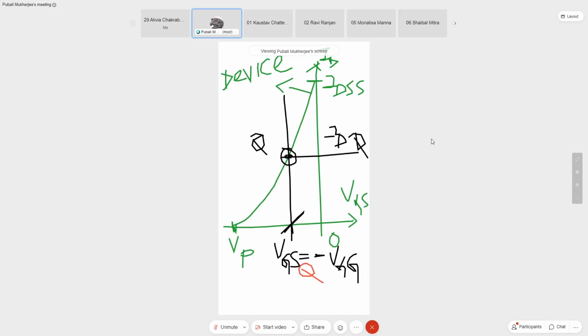Is this concept clear? Drain characteristics, DC load line can be drawn. That was concept 1. The second concept is using the same fixed bias circuit. RG is made 0, short circuited, because the drop across RG is 0 because IG is 0. That is concept number 1.